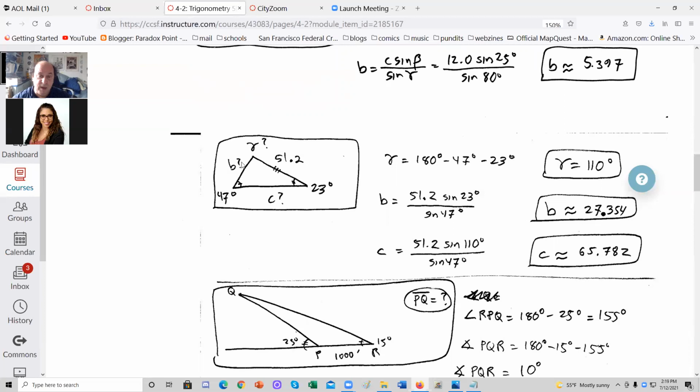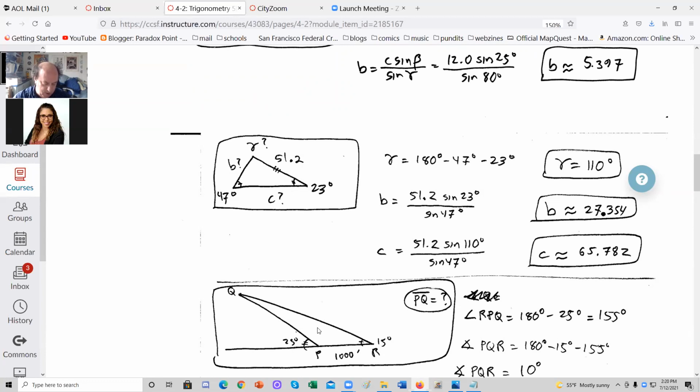B will be, let's see, A sine beta over sine alpha: 51.2 sine 23 degrees over sine 47 degrees. Since I suddenly distrust everything I wrote here, I'll work it out.